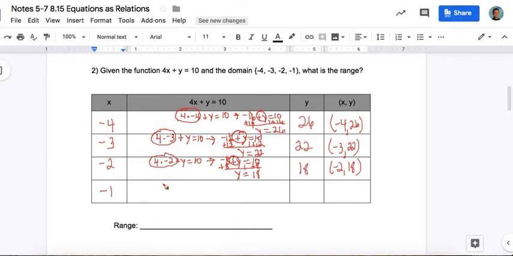And then finally, 4 times negative 1 plus y equals 10. 4 times negative 1 is negative 4 plus y equals 10. Circle your variable, draw your t. Add 4 to both sides, and y will equal 14.